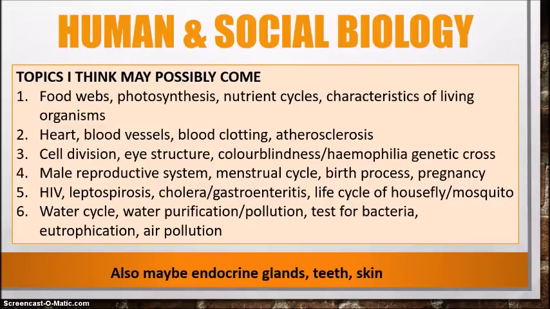And then the other topics that could come, the endocrine glands I haven't seen in a while, like maybe locating the position of the endocrine glands or the functions of the endocrine glands, or even comparing the structure and function of the endocrine glands with the nervous system. And then possibly teeth could come, and the skin. So those are my predictions for Human and Social Biology paper 2.